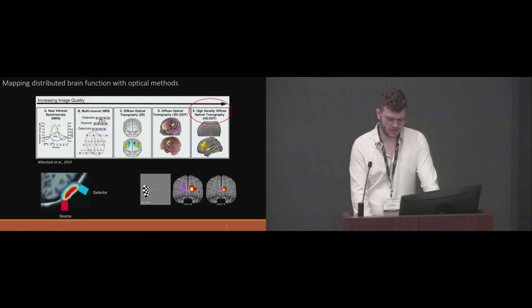Today we're going to be focusing on high-density diffuse optical tomography. We have a source and a detector, and today we're going to be using a retinotopy data set. So we'll see a rotating checkerboard rotating around a fixation cross, and we can see those contralateral activations in visual cortex as well.